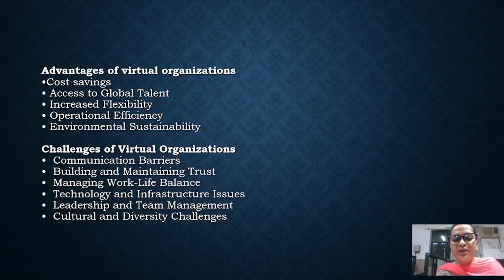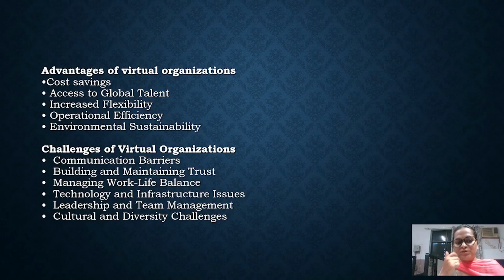Now, the next advantage is increased flexibility, which means that virtual work arrangements will always empower employees to manage their schedules and their work environments effectively, right? So this will help to promote a work-life balance as well as better productivity. Organizations will always benefit from adaptive workforce management practices because of the ability to respond swiftly to market demands or unforeseen disruptions which might occur, which will ensure sustained growth of the organization.